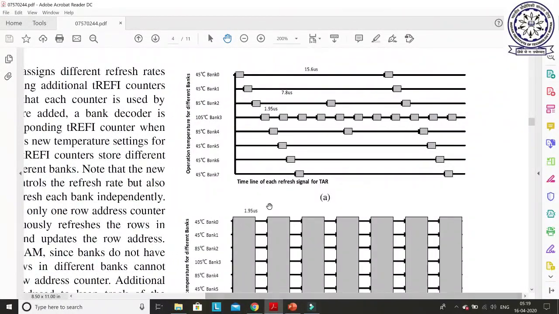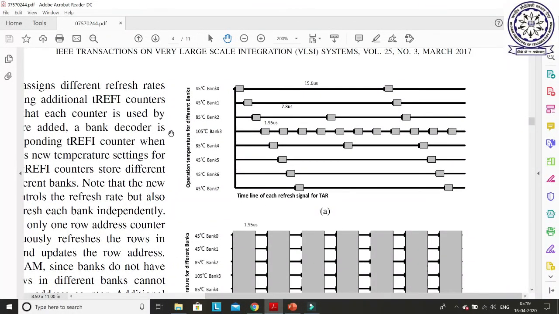If you see this example, there is an example shown. They have shown there are multiple banks here, and they are assuming that bank number 3 is very close to the bottom layer of the 3D design. If you remember the 3D design, the bottom layer is the execution layer. That means all the cores are there. And I said that normally the temperature of the bottom layer is very high, and this bank 3 of DRAM is very close to the bottom layer.